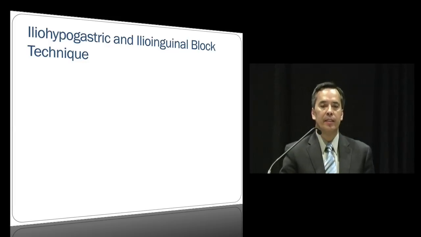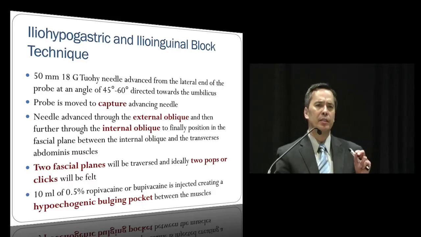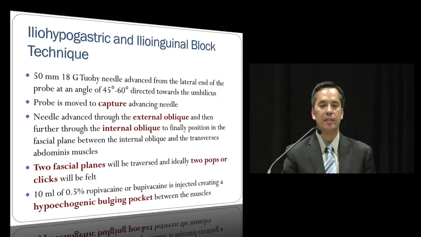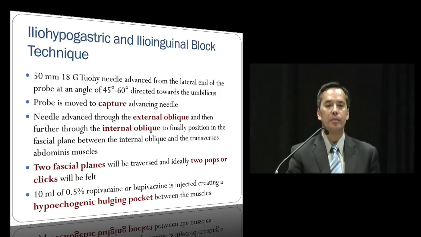So as far as the technique, you stand on the side, and the probe moves to capture it. You look for the external oblique, the internal, the transversus, and also the bowel loops. And really, ideally, what you want to feel, and that's good confirmation, is as you push your needle through, you will feel 2 pops or clicks, so that's sort of good realization. And you can inject medication. So what I like to do is give on each side 10 cc's of 0.5% ropivacaine or bupivacaine, and it will create a hypoechogenic bulging pocket, and I'll show you as we go on.